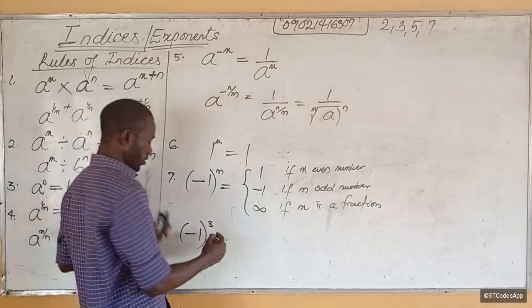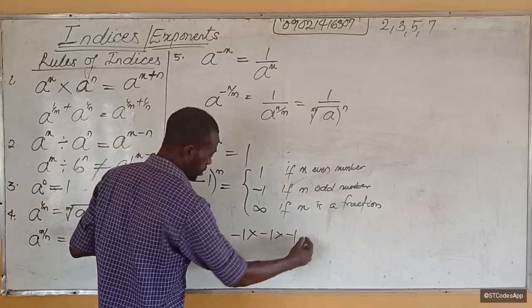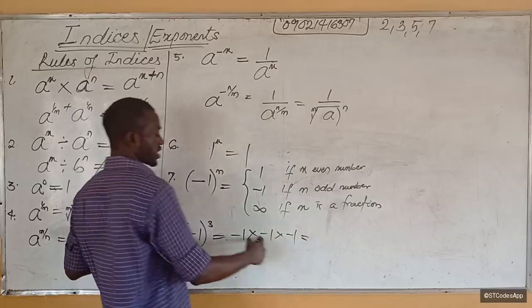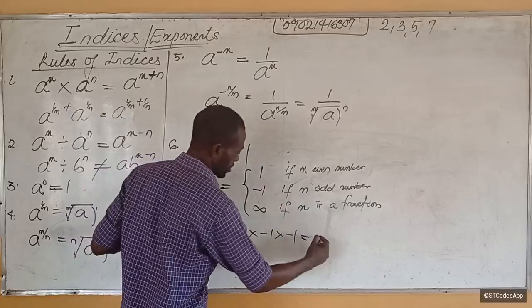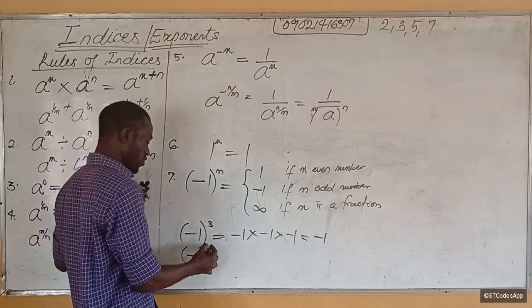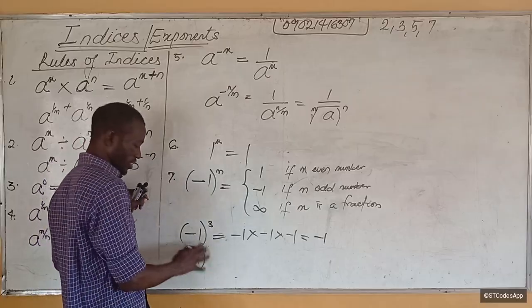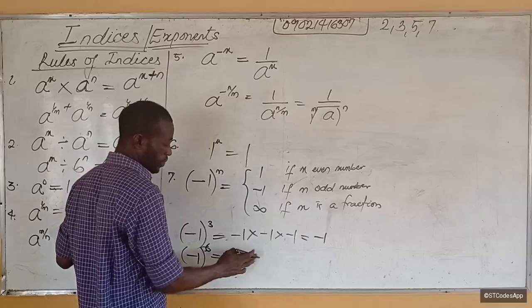3 is an odd number, so it will become minus 1 times minus 1 times minus 1. Minus times minus is plus, plus times minus is minus. So 1 times 1 times 1 is 1, so we get a minus 1. Is that clear? But the moment I change it to an even number like 6, what will happen? It will become minus 1 times minus 1 in 6 places.